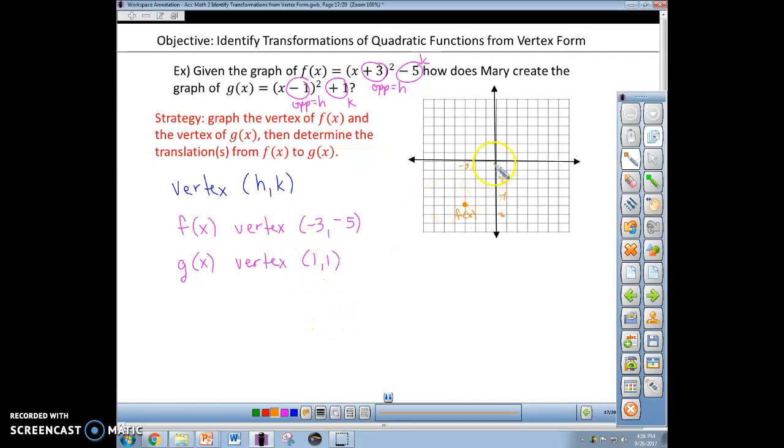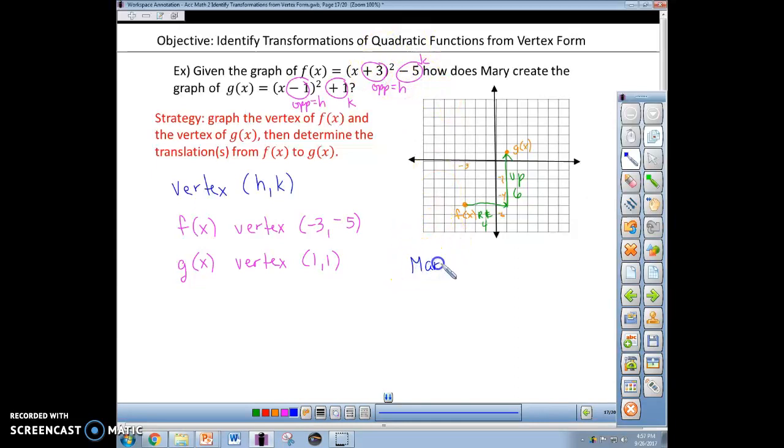And then the vertex for g of x is at (1, 1). And then what we do is look at how to move from one to the other. So starting at f and going to g, we have to move to the right 1, 2, 3, 4 units. And then we have to move up 1, 2, 3, 4, 5, 6 units. And then that becomes what we'll explain as far as how Mary creates the graph of g of x.